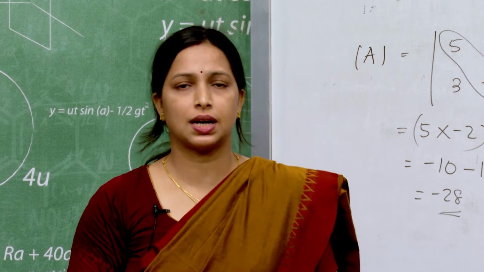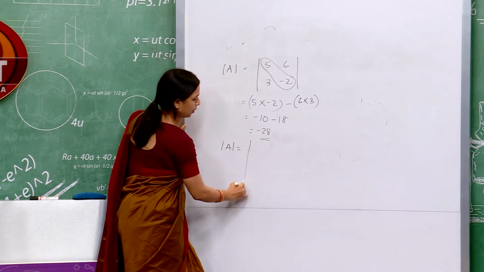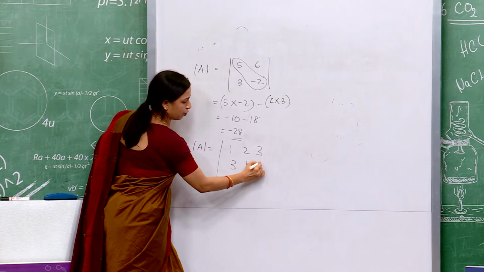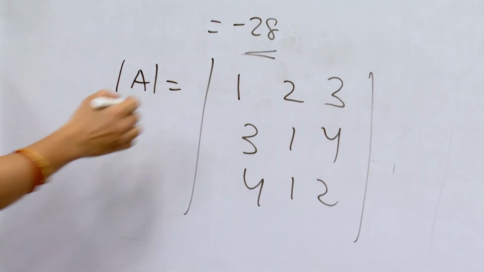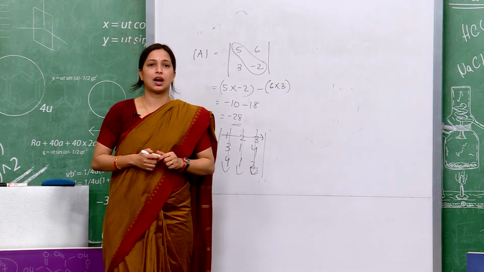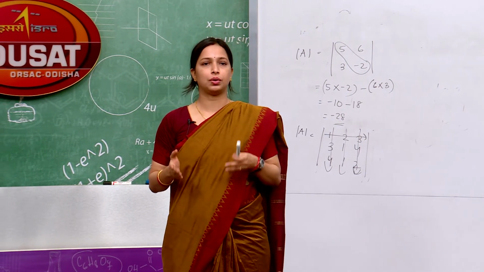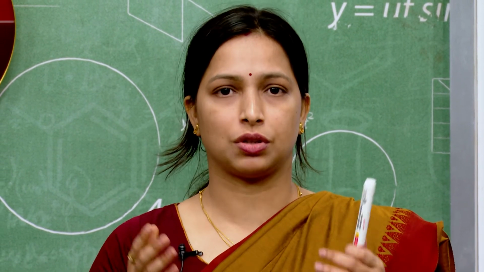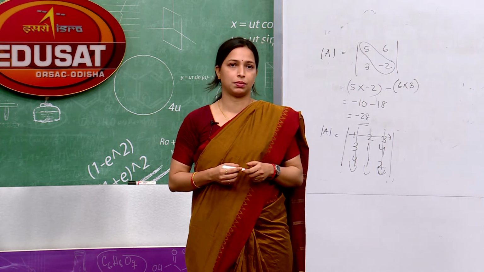Then another method we discussed was the expansion method, where for example, we took 1, 2, 3, 3, 1, 4, 4, 1, 2. So how do we find out the value of the determinant? By either expanding along the rows or expanding along the columns, right? So this is how we find out the value of a determinant of a matrix of order 1, order 2 and order 3, right? So in the following classes, we'll discuss more about determinants. So the next class, we're going to discuss the properties of determinants and how we can use these properties to simplify our calculation and solve determinant problems.